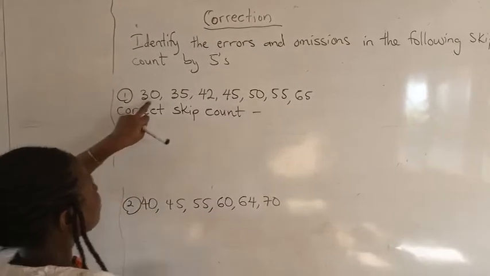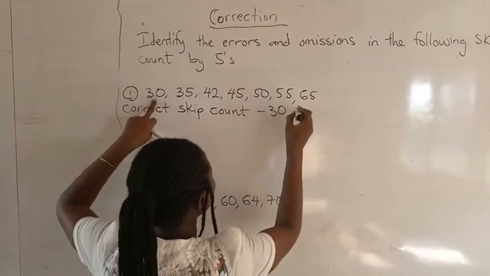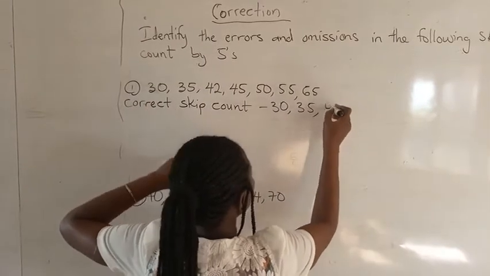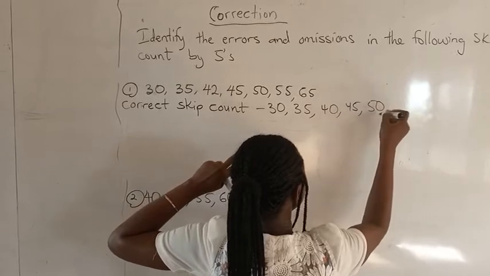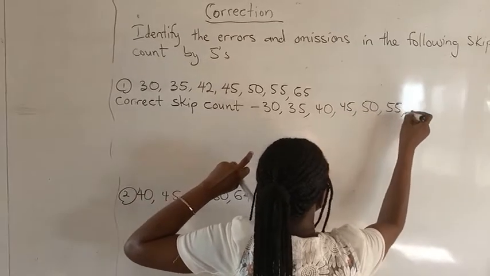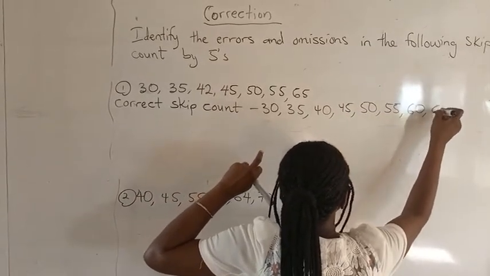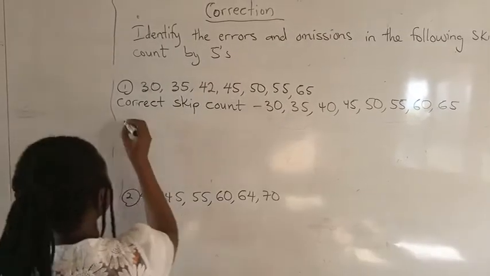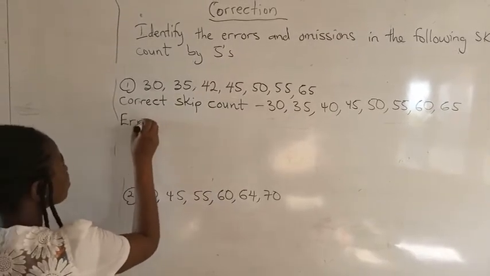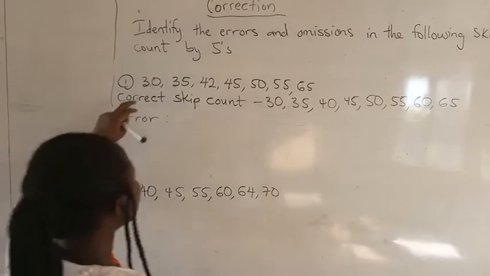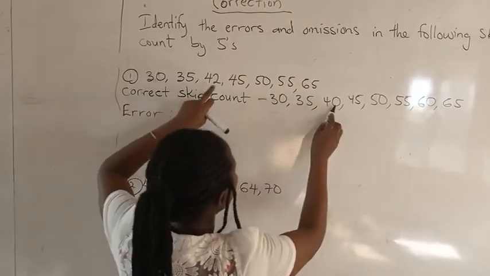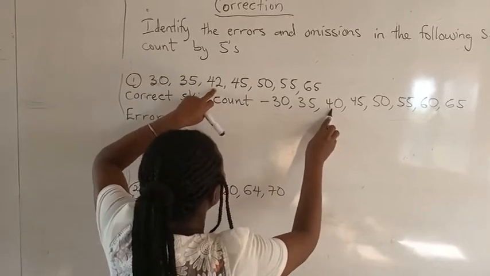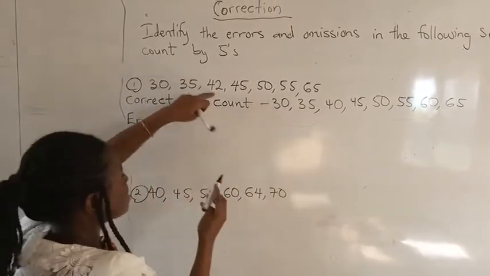So now let's move: 30, 35, 40, 45, 50, 55, 60, and 65. Now let's see the error. So let's see which number was written wrongly here. We have 30, 35, 40. So here 42 was written instead of 40. So this is the error.